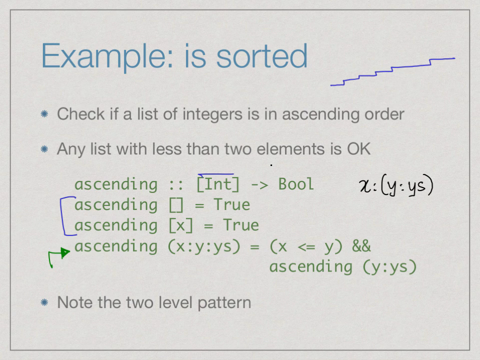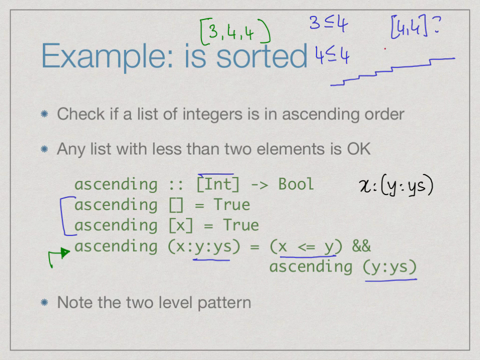So now the inductive definition of ascending says, check that the first 2 values are correctly ordered, that x is less than or equal to y, and that what remains after that is also sorted. So this will walk down. For instance, if I say 3, 4, 4, the first thing we'll check is, okay, 3 is less than or equal to 4, and now is 4, 4 sorted? So this will say, okay, 4 is less than or equal to 4, and is the single list 4 sorted? Now the singleton list will match the base case, and it will say okay.